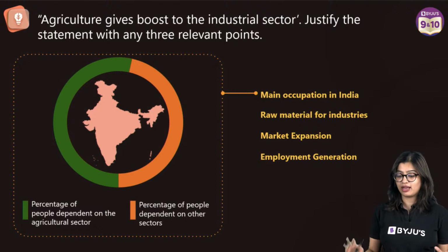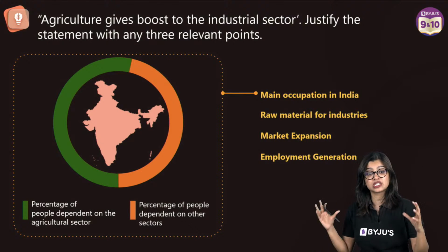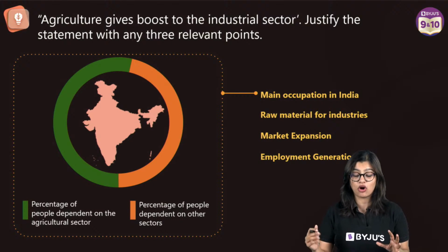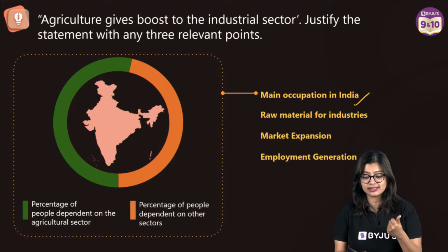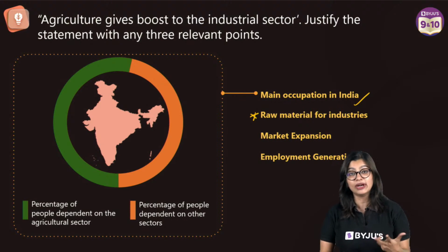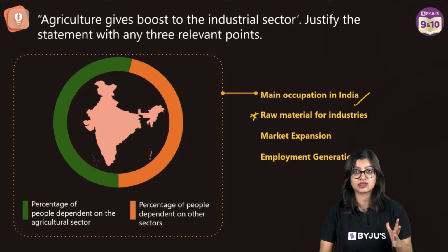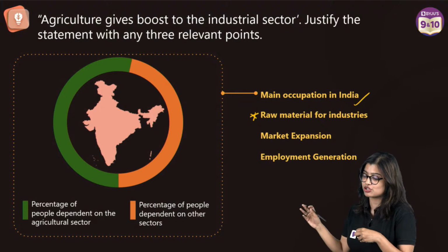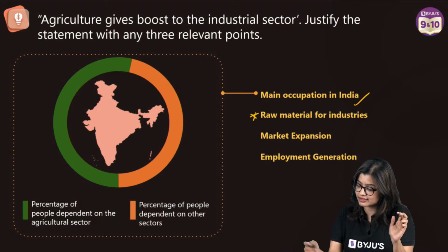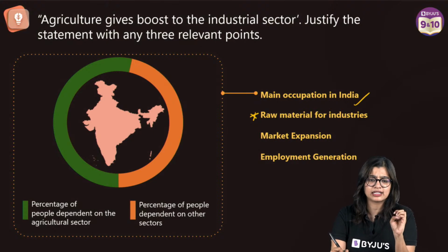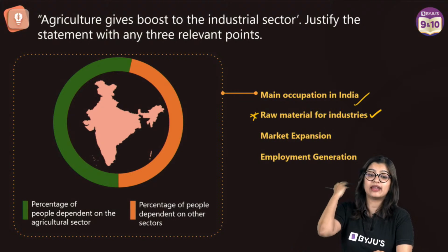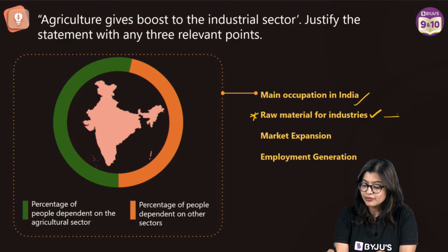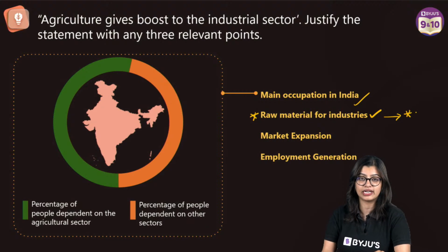So when you talk about agriculture, we know that one of the main occupations in India is in the field of agriculture. And first and foremost, we see that they provide raw materials for various industries, whether it be your agro-based industries, your cotton textile industries, or food processing industries. So in this particular case, this right here is where they provide raw materials. So this right here is important.